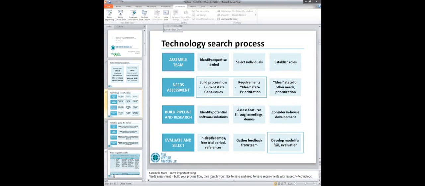I just wanted to make sure that it didn't come across as an overwhelming, very lengthy process where you need to start with 20 vendors.